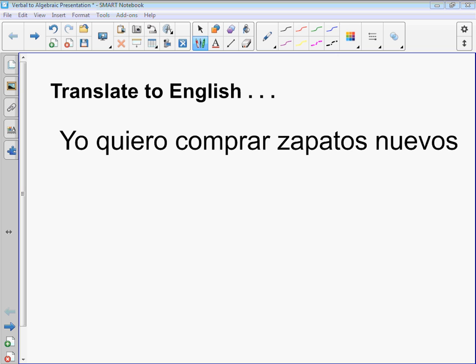Today we did the warm-up. Now we're going to learn about verbal to algebraic expressions. And to be more specific, before you're done, you will be able to translate a verbal to algebraic expression. And you're going to do that by reading verbal expressions and writing algebraic expressions.